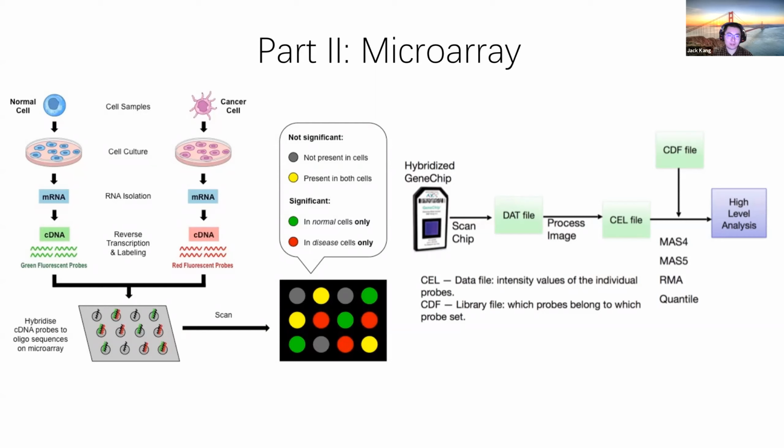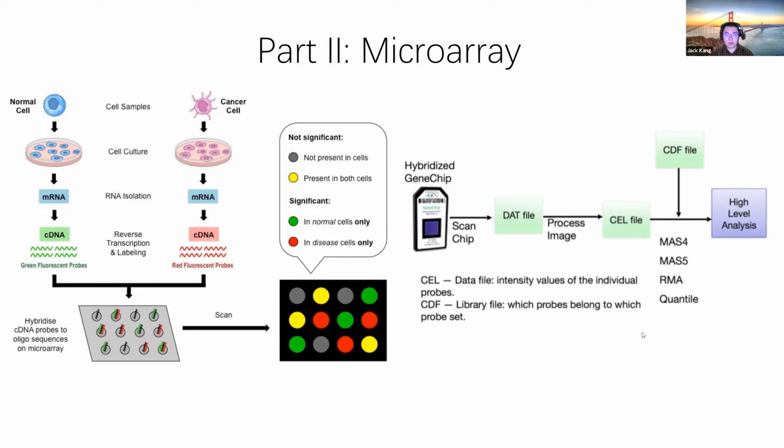And similarly, if a slot is green, you will know that the gene is specific to normal cells. And if it's yellow, which is just a combination between green and red, you know that this gene is present in both cancer cells and normal cells.